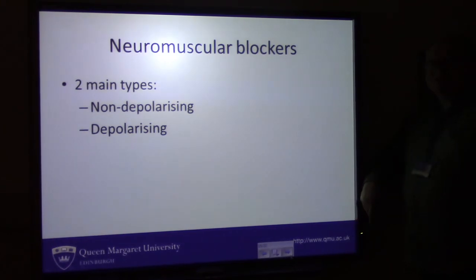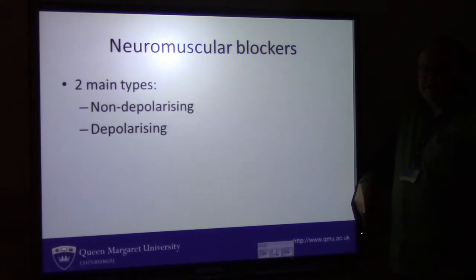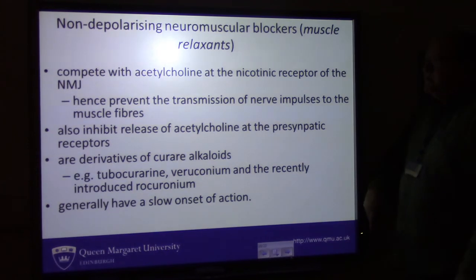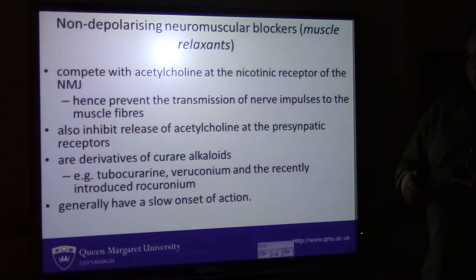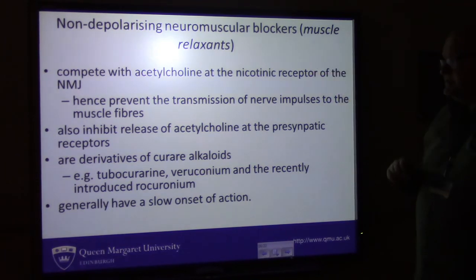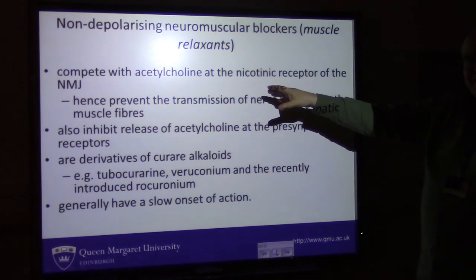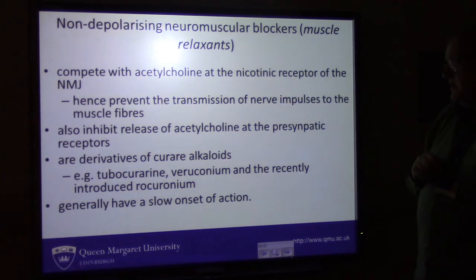Therefore, you don't get muscle contraction, you get muscle relaxation. There are two main classes: non-depolarising and depolarising. I'll explain the difference between those two now. The non-depolarising neuromuscular blockers are often referred to simply as the muscle relaxants. As we said, they compete with acetylcholine because they have a high affinity for the receptor, and so they prevent the transmission of the impulses.